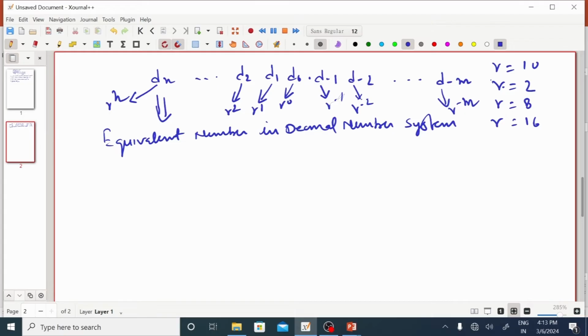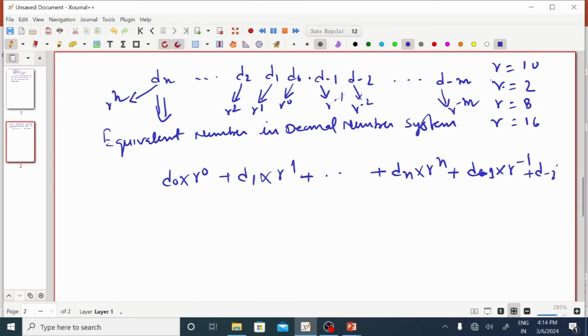So let us take how we find an equivalent. The equivalent number in the decimal number system is simply the sum of all those terms. D0 multiplied by r to the power 0 plus D1 multiplied by r to the power 1 and up to plus Dn multiplied by r to the power n plus D minus 1 multiplied by r to the power minus 1 plus D minus 2 multiplied by r to the power minus 2 and up to plus D minus m multiplied by r to the power minus m. The result of this is the equivalent number in a decimal number system.